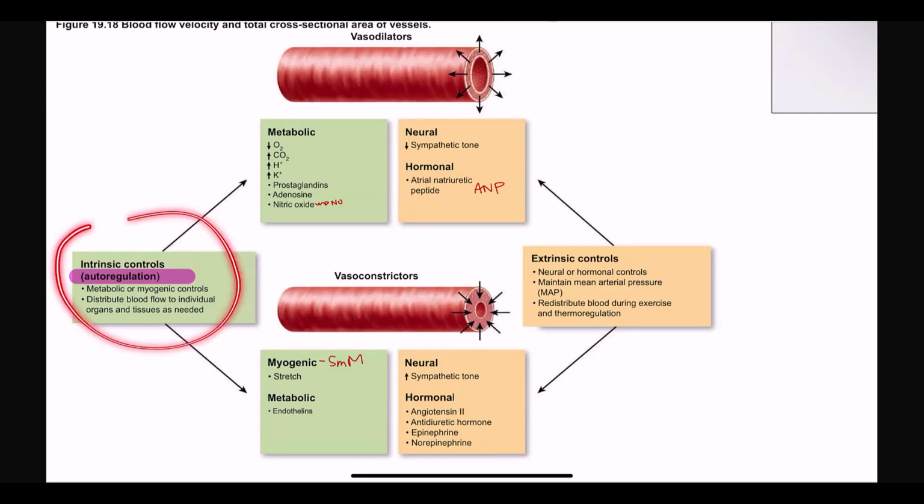Both of these controls, intrinsic and extrinsic, are really important to help the body work as a coordinated whole. And that's what we want, right? To make sure that we're working as a whole functioning organism.